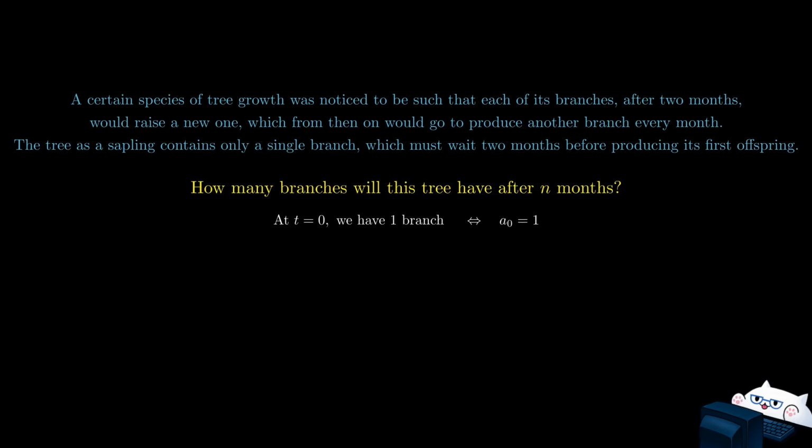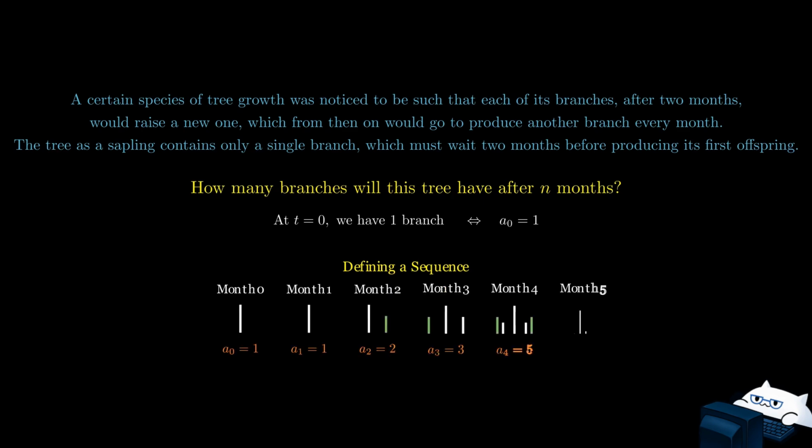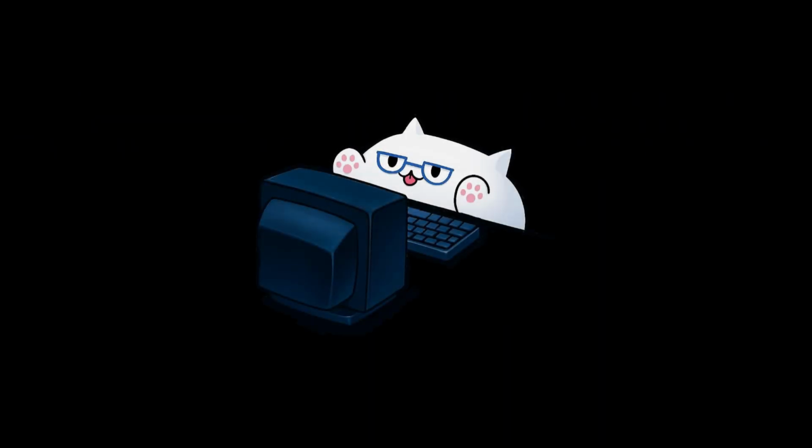From month 2 and on, we can draw a diagram to visualize our growth. Here, we are representing each branch as a stick, with its color indexing the month in which it was generated. It may not seem so from the initial cases, but this sequence is actually growing very fast. To better show this, let's look at a simulation of our tree.